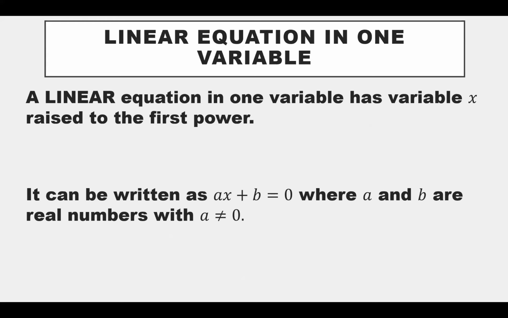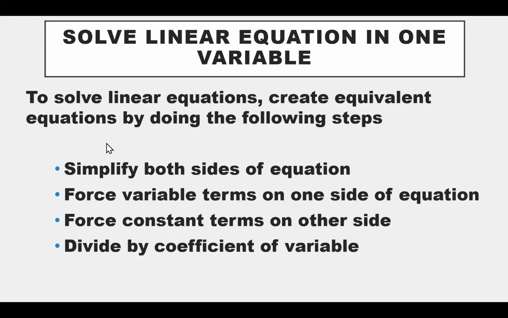Another way to describe a linear equation in one variable is that it's an equation that can be written as a times x plus b is equal to 0, where a and b are real numbers and a is not equal to 0. So we have our variable x raised to the first power. Now you can use any other variable that you want, but a lot of equations will have the variable as x. So we're going to solve linear equations in one variable.